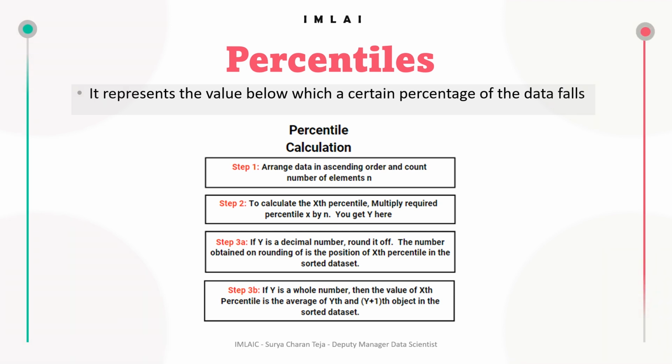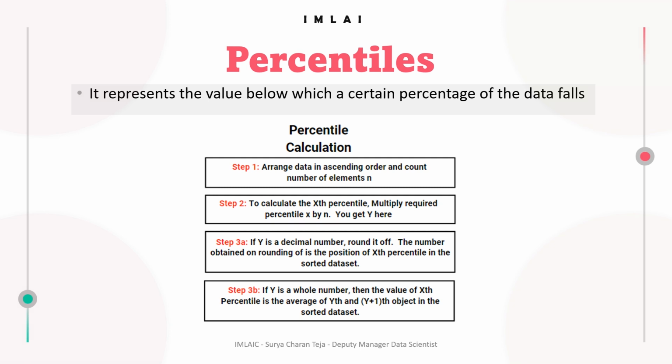let's take the 25th percentile. When we say 25th percentile, also known as the first quartile, which we'll be seeing later, it represents the value below which 25% of the data falls. Let's see that. But before that, how do we do the percentile calculation? That I'm going to show you.